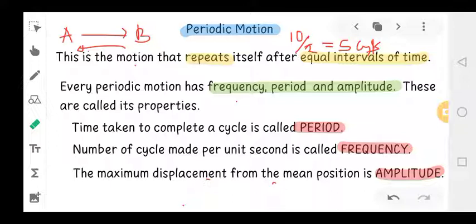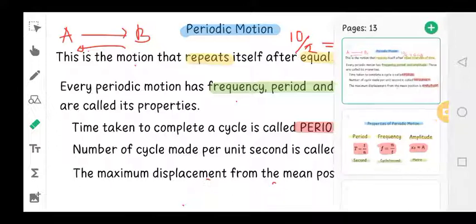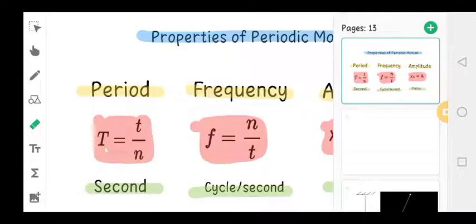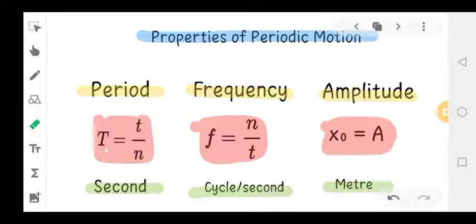So let's go ahead to the next slide. Now, from our definition, we can come up with a formula for each basic property of a periodic motion. The first one, we say, is period.